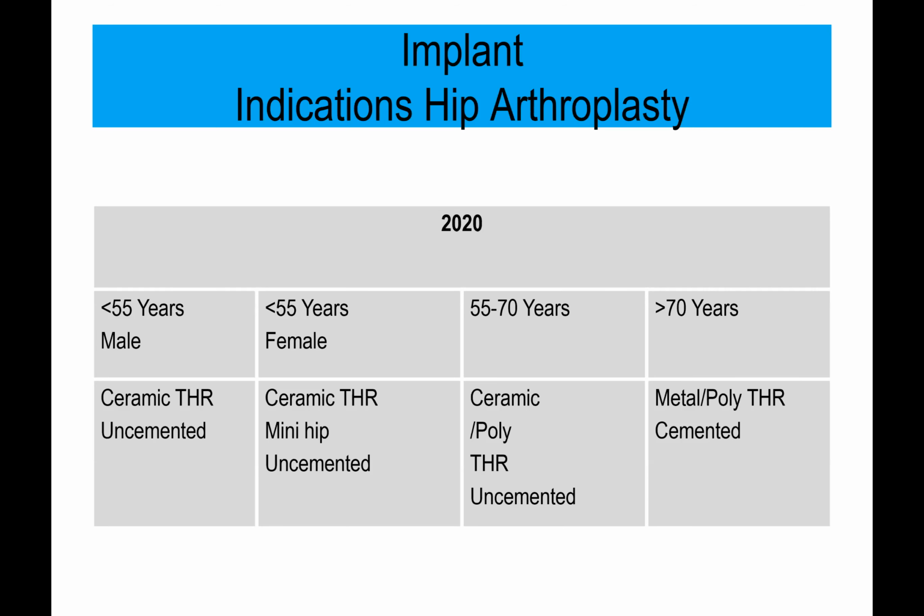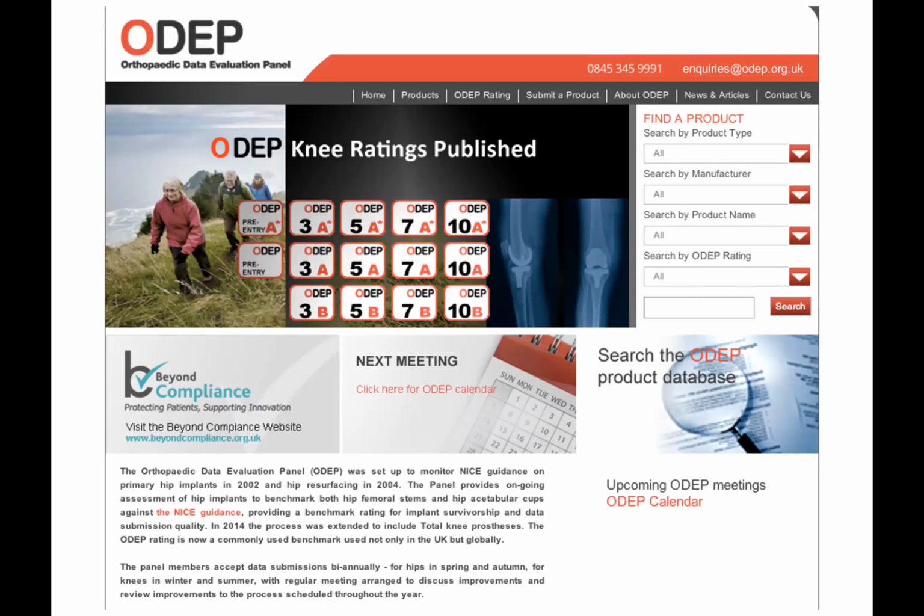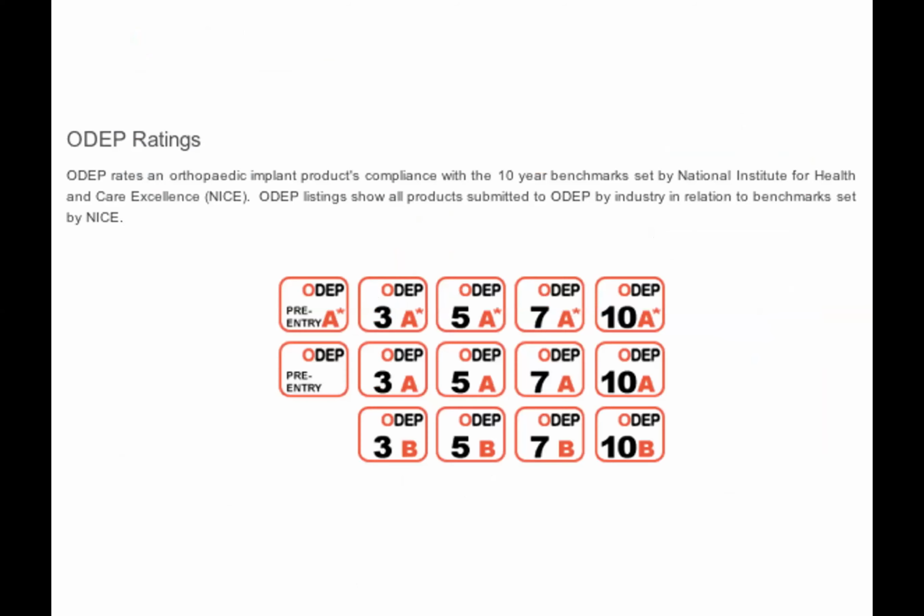For that, you need to know something about ODEP and the National Joint Registry. ODEP provides the NHS with an approved list of products that meet the revision rate standard at 10 years set out in NICE guidelines. So what does it represent? It has a number, a letter, and a star. The number, for example 7, 10, or 3, represents the number of years for which the product performance has been evidenced.